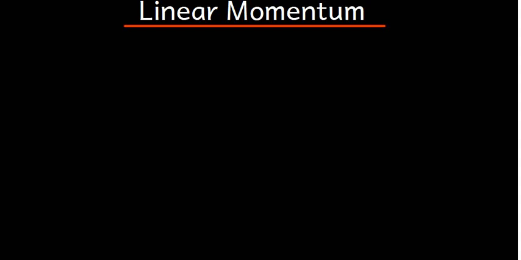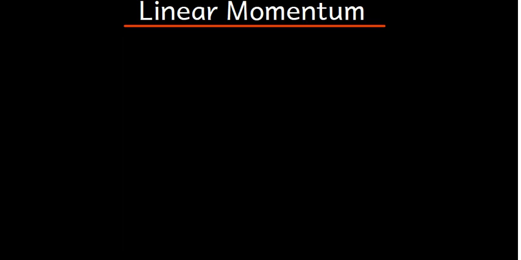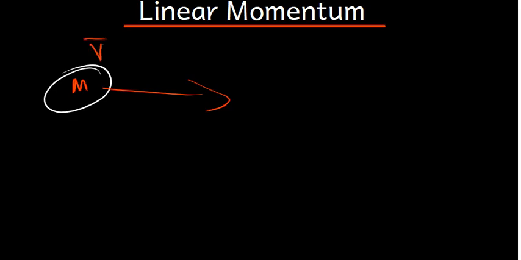In this tutorial, we are going to talk about linear momentum. So, what is linear momentum? Let's say you have an object. This object is moving in this direction. Remember, this object is going to have a mass. At the same time, since it's moving, it is going to have a velocity.